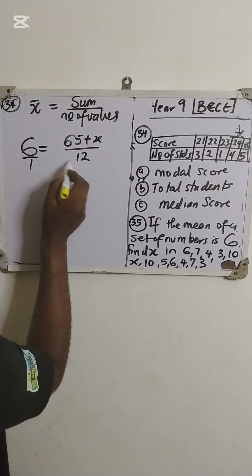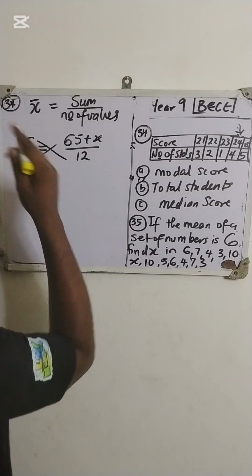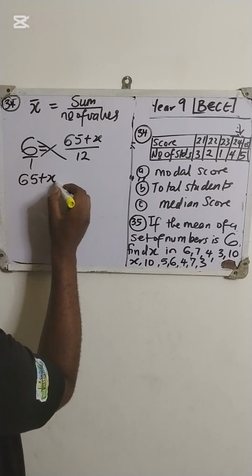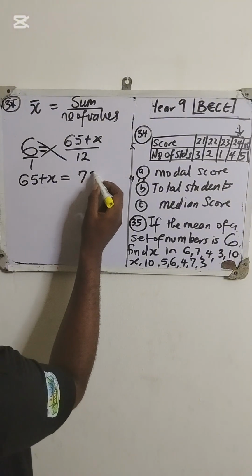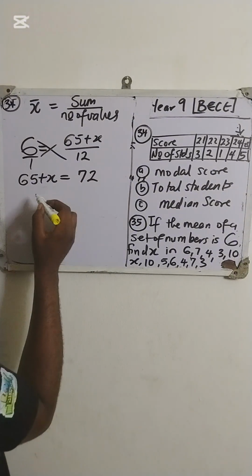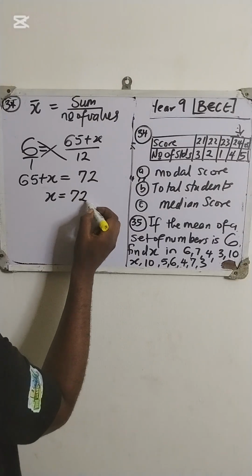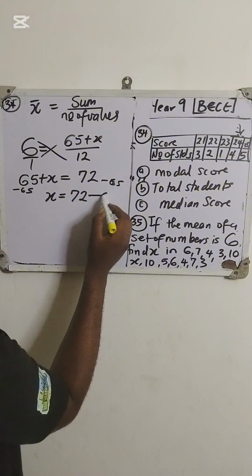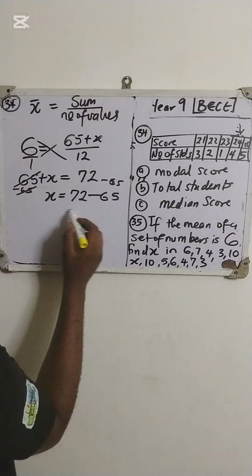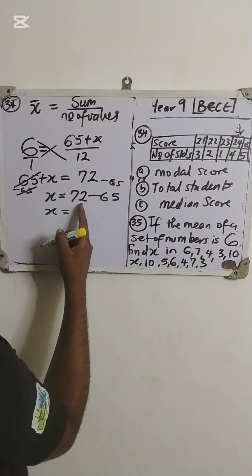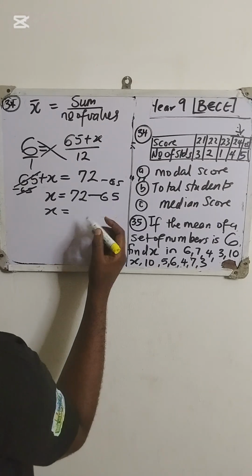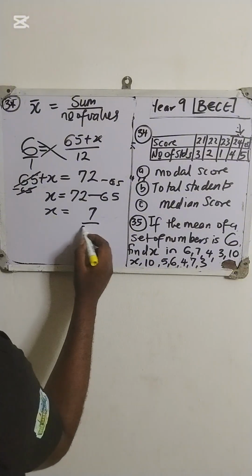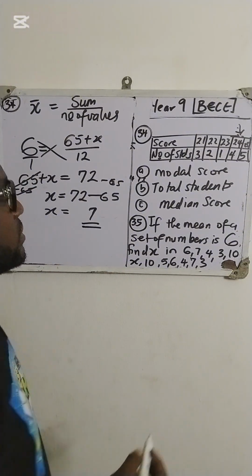Okay, so here, what do we do? We cross multiply. So this 6 times 12, that should be 72. Yes. So we have 65 plus x equals 72. So what do we do? Collect like terms. x equals 72, we subtract 65 from both sides. This makes this go. So x equals 72 minus 65. That will be 7. So our x is 7. Alright? So that's our answer.